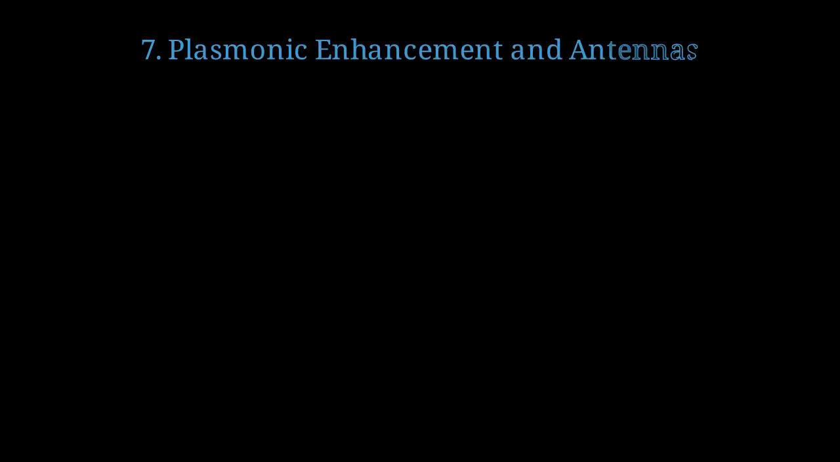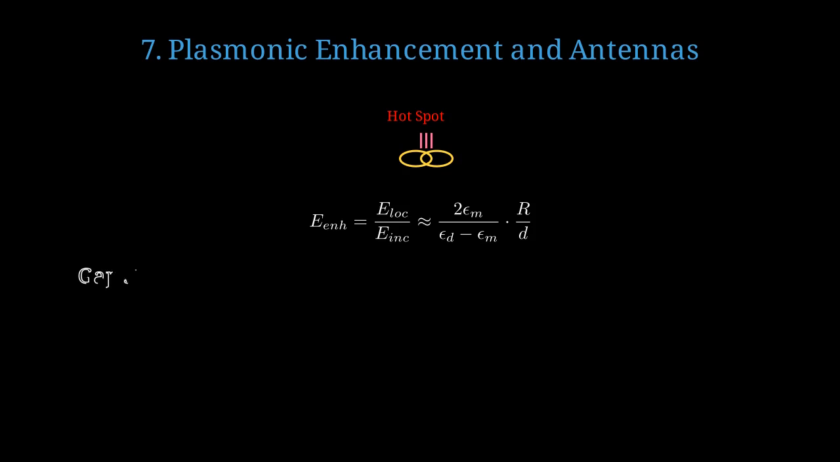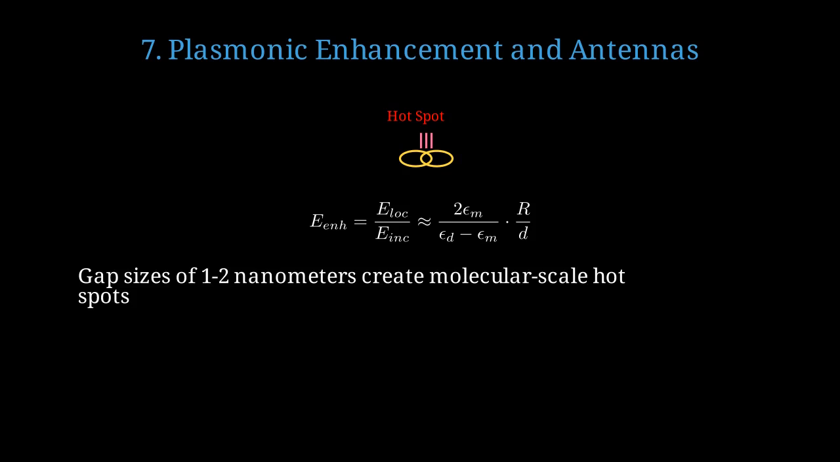Plasmonic nanostructures provide another route to superresolution by concentrating light into nanoscale hotspots. When two gold nanoparticles are brought close together, the gap between them creates an intense electromagnetic hotspot, with field enhancement factors exceeding 1,000. The field enhancement scales approximately as the ratio of particle radius r to gap size d, multiplied by the dielectric contrast between metal and surrounding medium. With gaps as small as 1 to 2 nanometers, these plasmonic antennas create hotspots comparable to single-molecule dimensions.